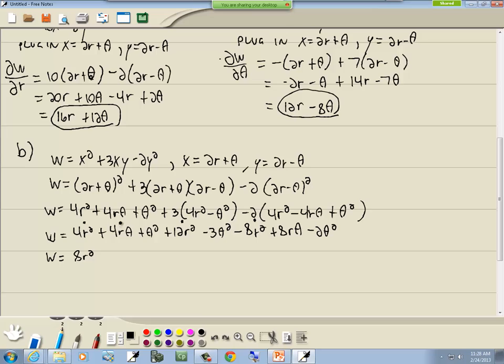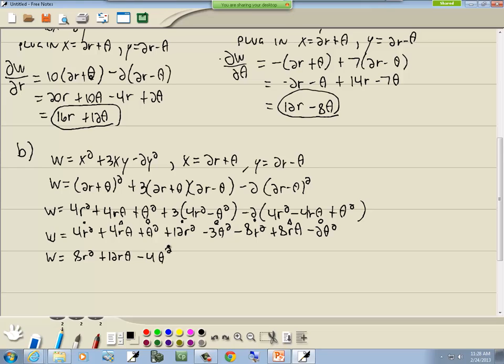Here we got an r theta, and here we got an r theta. So 4r theta and 8r theta is 12r theta. Here we have a theta squared, here a theta squared, and here a theta squared. So that gives me negative 2 theta squared, negative 4 theta squared. That's assuming I did my basic math right. We'll know in just a second.